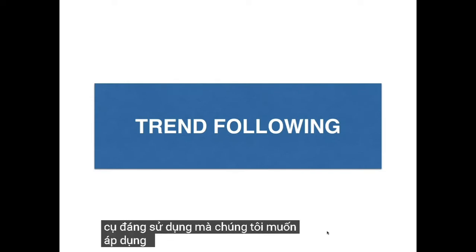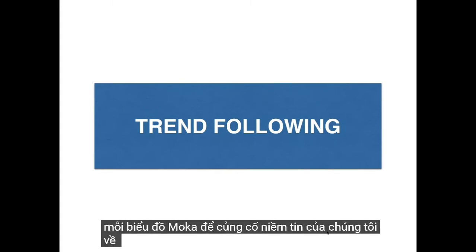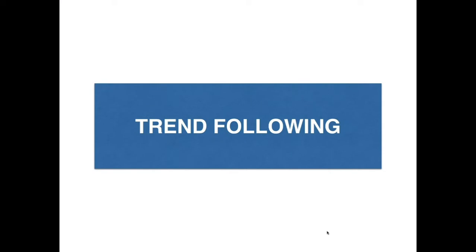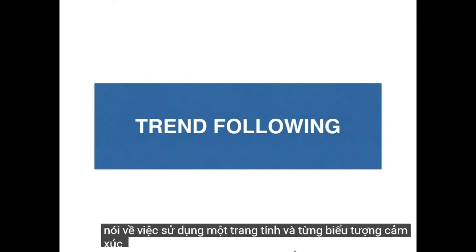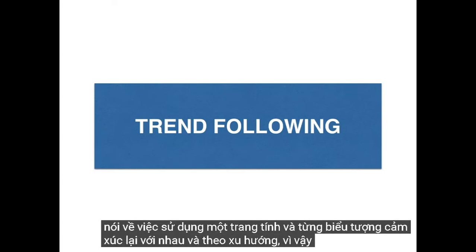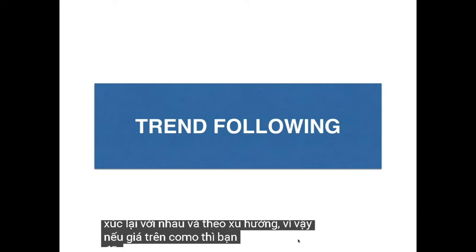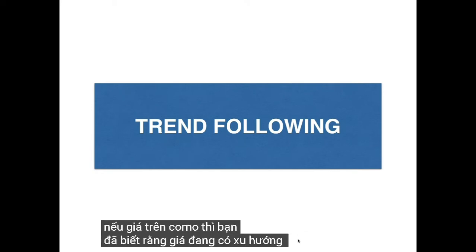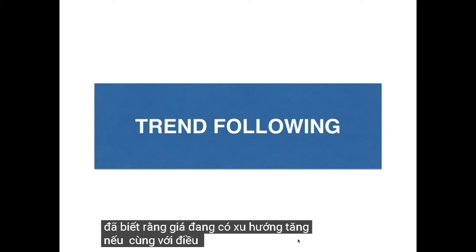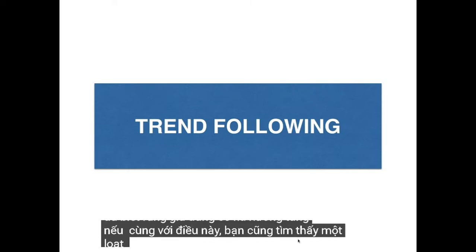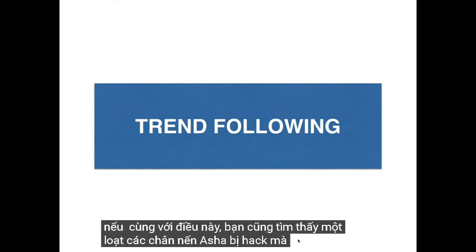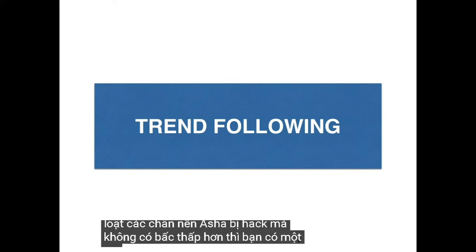Now we would like to apply Heikin-Ashi candlesticks to our Ichimoku charts to strengthen our conviction on the direction of the trend. Let's talk about using Heikin-Ashi and Ichimoku together in trend following. So if price is above the Kumo, then you already know that price is on an uptrend. If along with this, you also find a series of Heikin-Ashi candlesticks with no lower wicks, then you have a very strong uptrend.